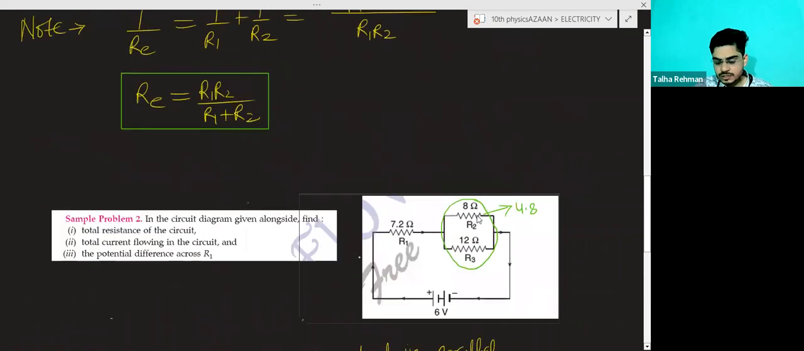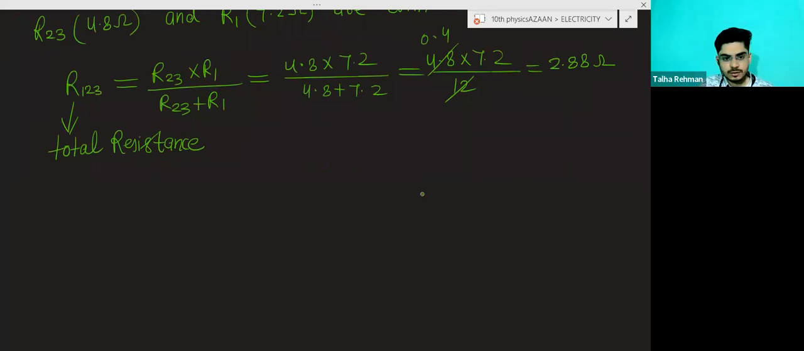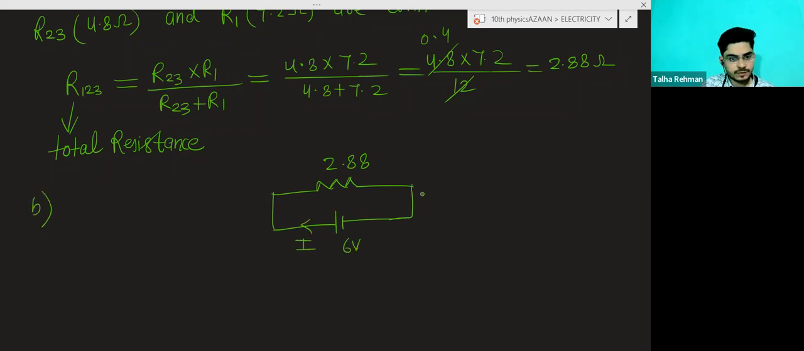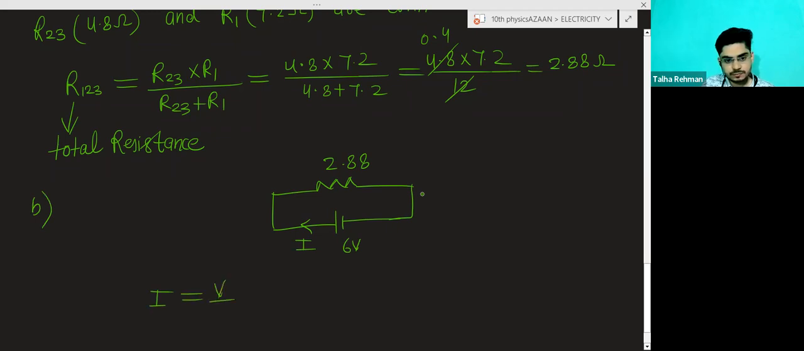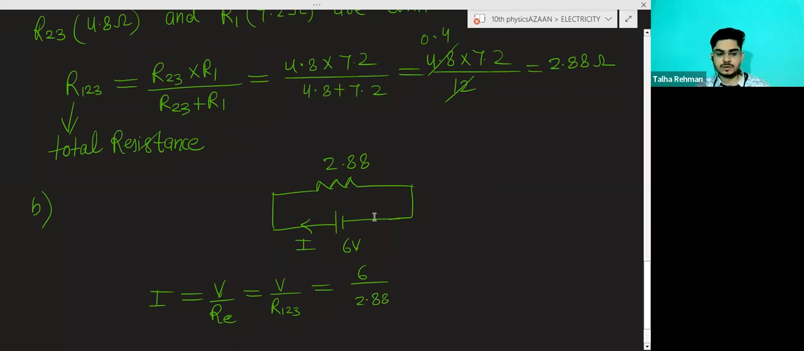What did we do? First we calculated the equivalent resistance. These are connected in parallel, that will be 4.8. Now 4.8 and 7.2 are in series, and this is the battery connected. Now in the equivalent circuit you will have a resistance of 2.88 connected with a battery of 6 volt. You can find the current. Answer B: I is equal to V by R equivalent, R equivalent is R123. That will be 6 divided by 2.88. So this will be the current.